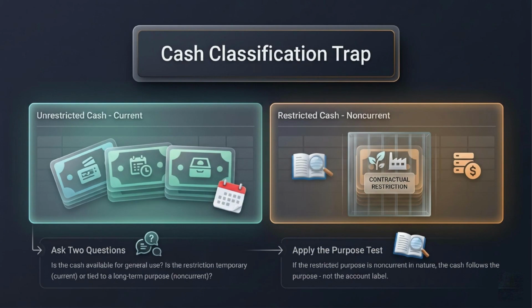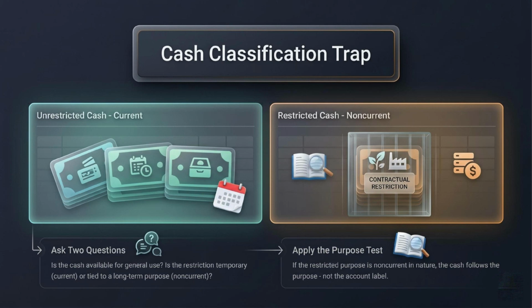Cash looks simple, but ASC 210 can make it a real classification trap. The key question is not, is it called cash? The key question is, is it available for current use? Unrestricted cash that can be used for payroll, suppliers, and operating needs is normally current. But restricted cash may be non-current if it is set aside for a long-term purpose, such as a bond sinking fund, plant expansion, or long-term debt collateral.